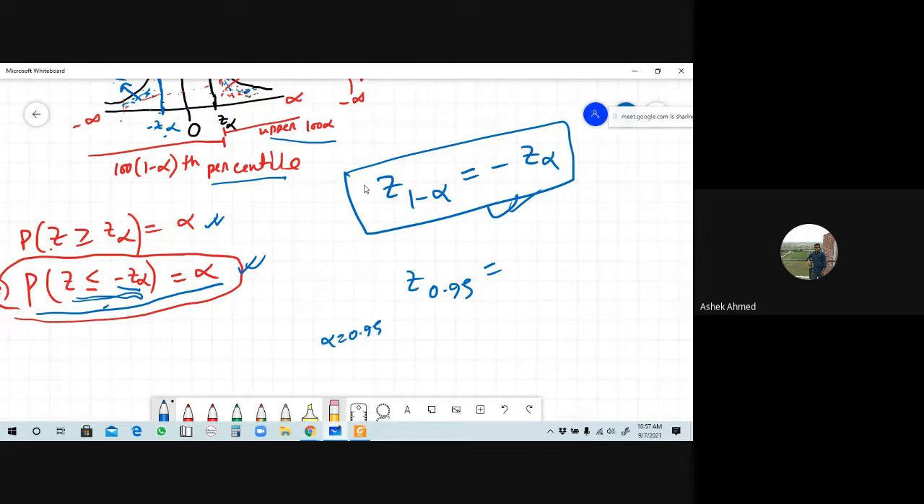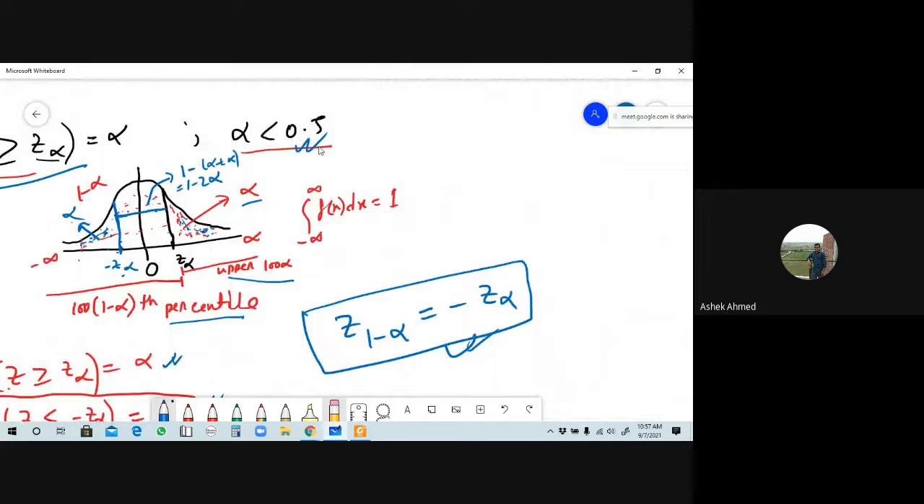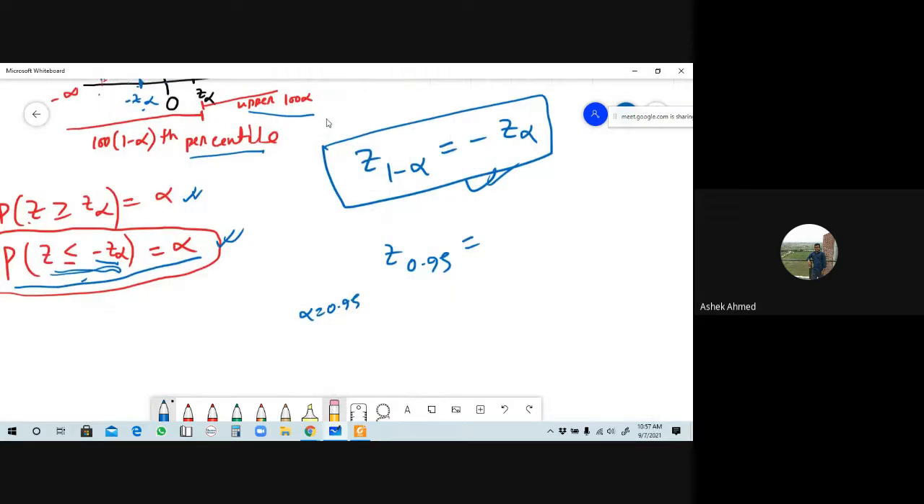But in our condition the values of alpha will be given less than 0.5, but this is greater than 0.5, so in that case we have to convert this suffix into this by using this formula. Okay, so we can write z suffix 1 minus 0.05. Then 1 minus alpha, the alpha value will be 0.05, so we can write minus z suffix 0.05. Understand, this is the condition here. Then z suffix 0.95 value will be minus z suffix 0.05 value.